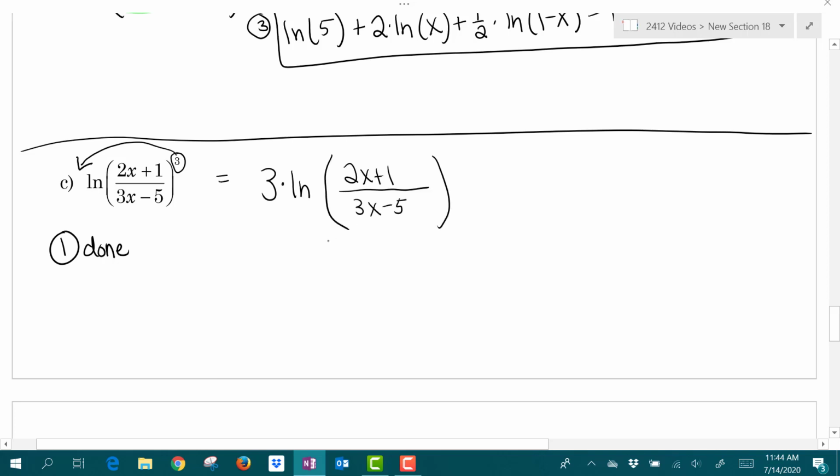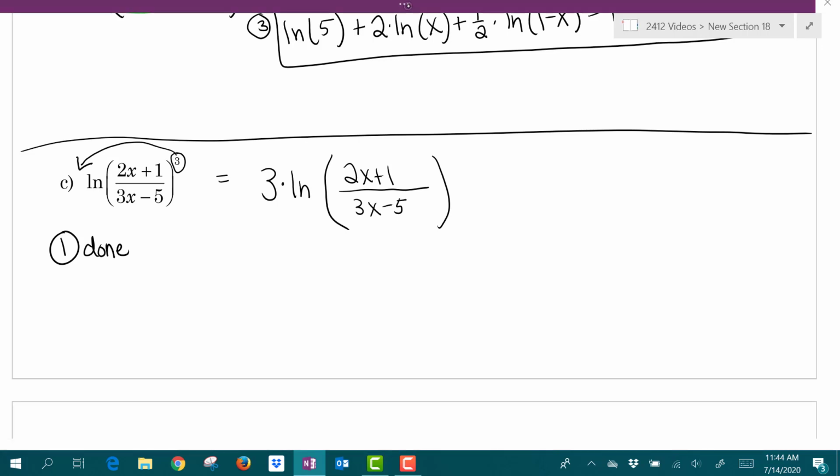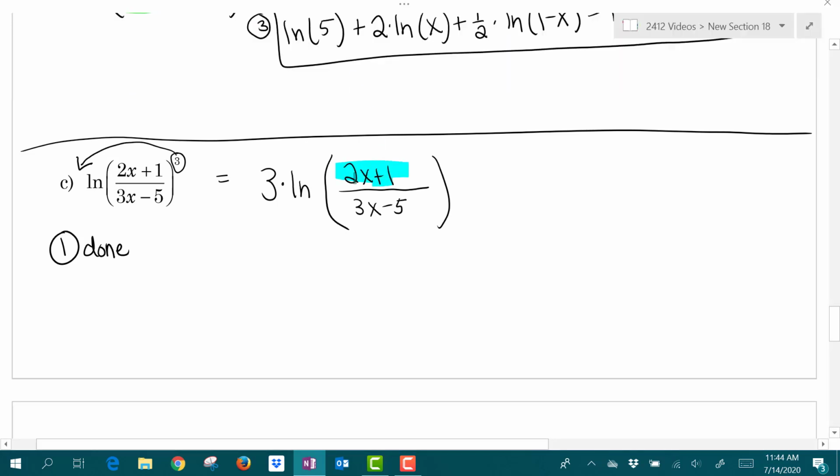Okay, once we bring that power out to the front of the log using that power rule, now I see that I still have a fraction on the inside and I'd like to get rid of that fraction. Okay, remember anything that's at the top is going to go into a positive log.